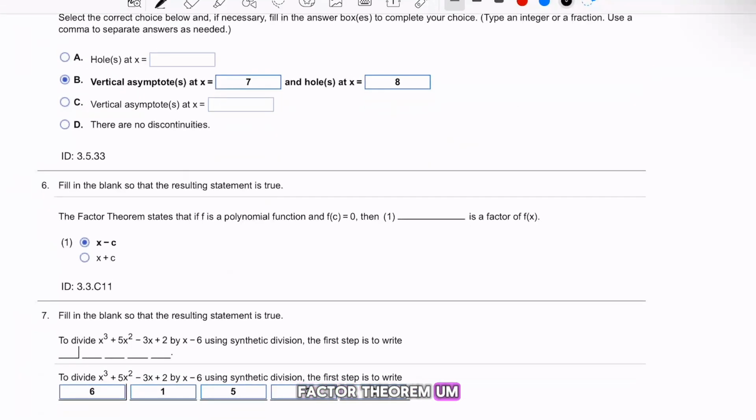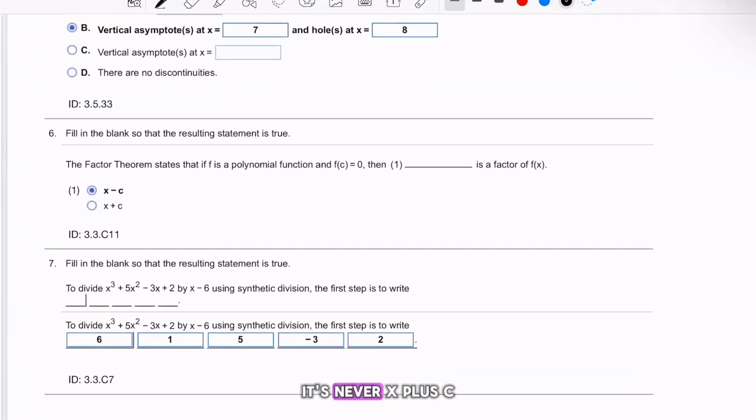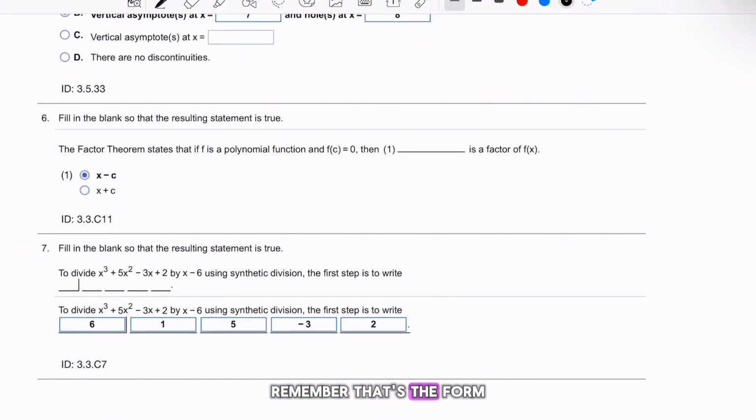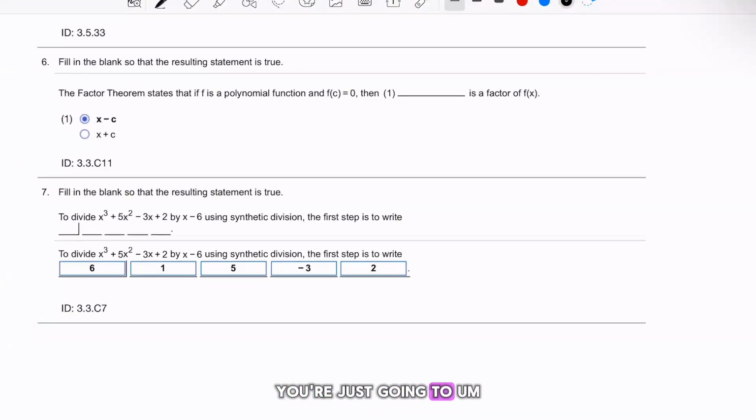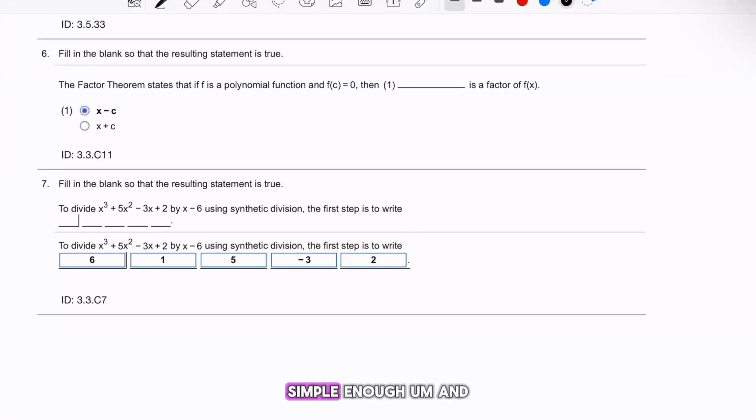The factor theorem, that's kind of a giveaway because you know it's X minus C, it's never X plus C. Remember, that's the form you put it in. And then in this one, it says to divide that polynomial by X minus 6, the first step is to write, and then you just fill in the blanks. Simple enough.